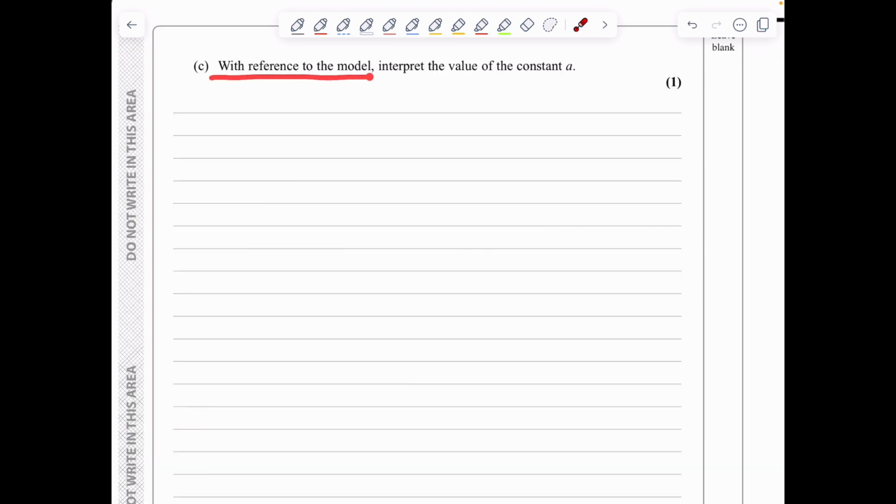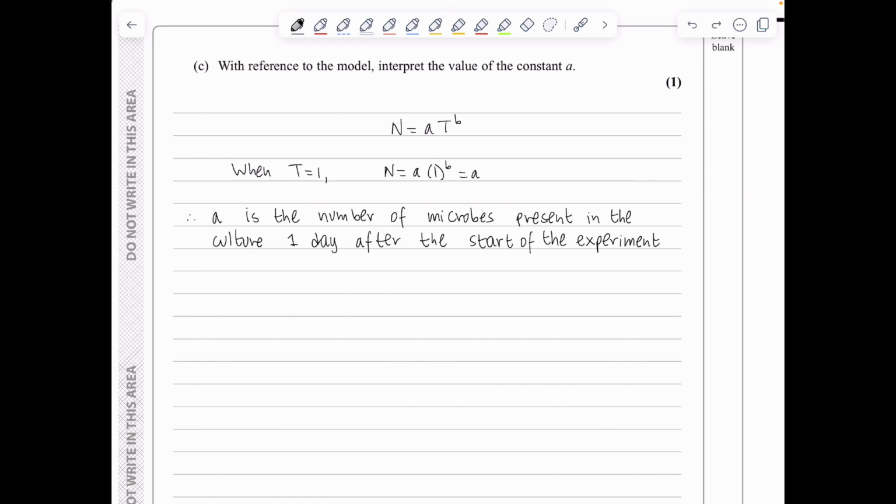In C, we are asked with reference to the model to interpret the value of the constant a. Well, the model was capital N is a t to the b, and we can see that when t is equal to 1, then N is simply a times 1 to the power of b, which is a, and therefore we can easily conclude that a is the number of microbes present in the culture 1 day after the start of the experiment.